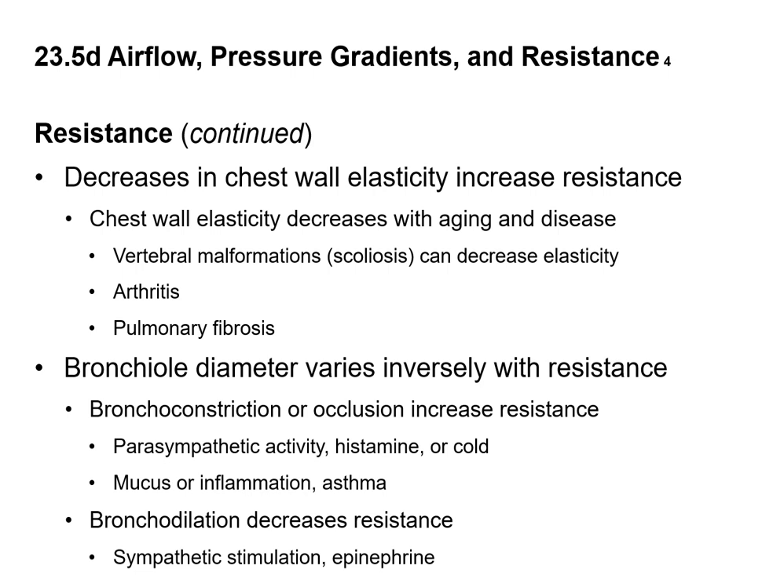You bronchoconstrict, you increase resistance, it makes it more difficult for air to move in and out. You bronchodilate, you decrease resistance, it makes it easier for air to move in and out, right? So you can think of some of these various things, right? So sympathetic stimulation, so autonomic nervous system, cold, mucus, inflammation, asthma, all of these things can influence the state of our bronchioles, right? So whether they're constricted or dilated, right?